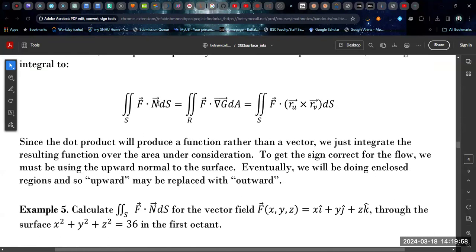Because remember, n is the gradient, for instance, gradient g turned into a unit vector, which has the magnitude of g, but then dS has the magnitude of g dA. And so, again, the two magnitude calculations cancel and leave us with just this. Now, to get the sign correct for the flow, we need to be using the upward normal to the surface, which is why I calculated the gradients previously with z positive, because that's the upward gradient.